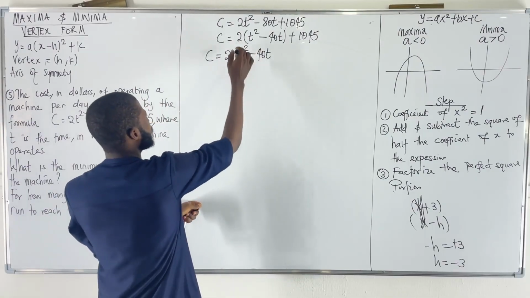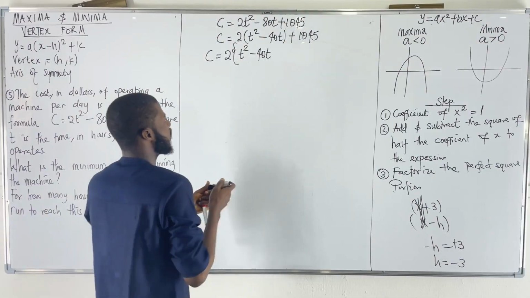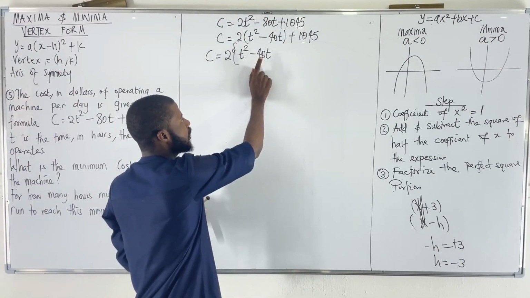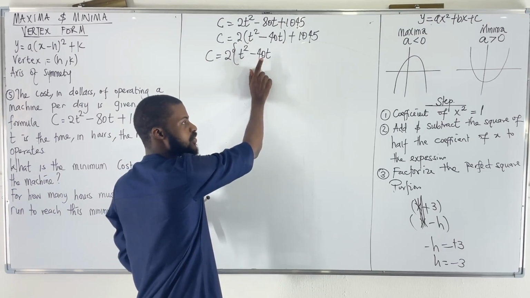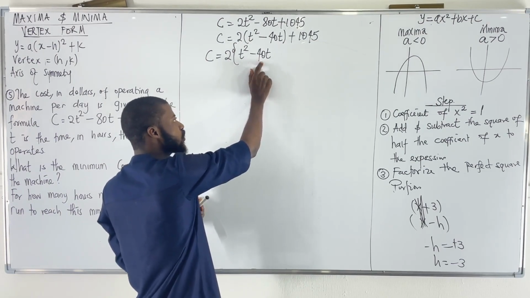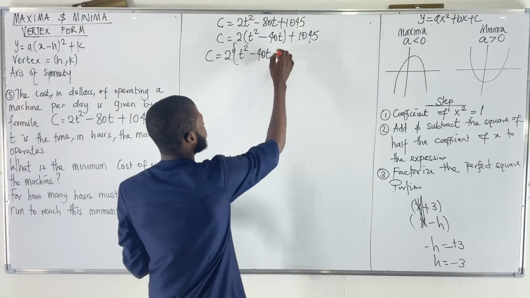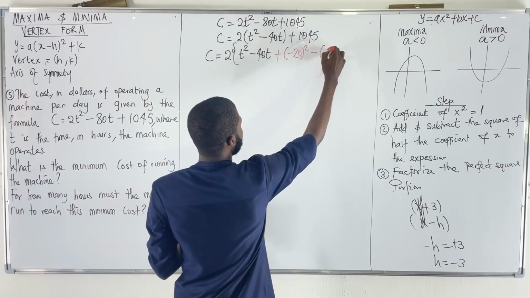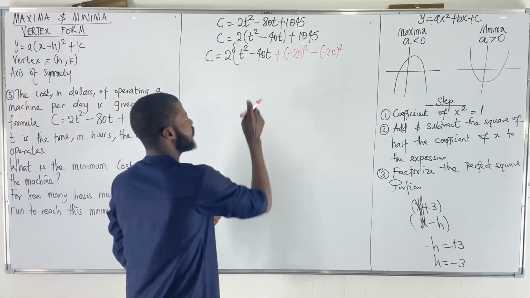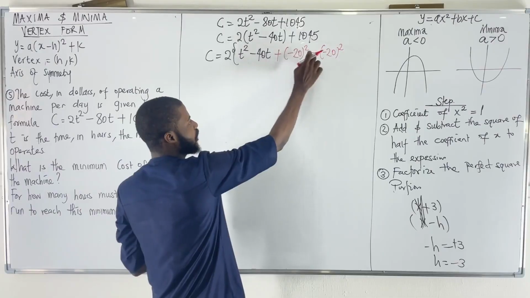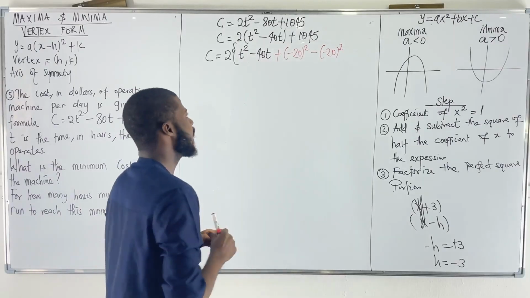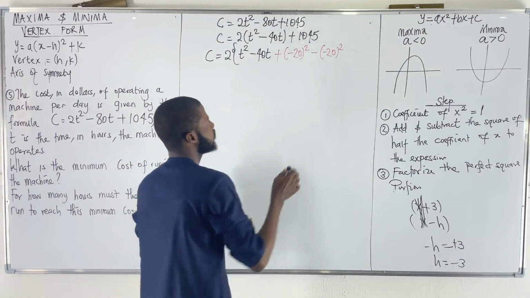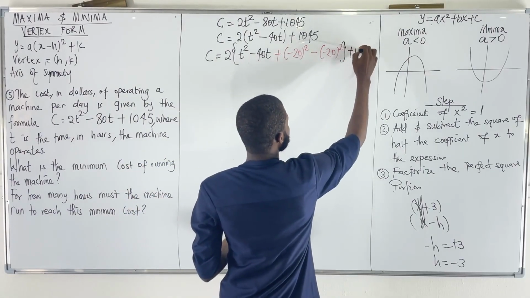I like putting curly brackets when I get to this part. So first of all, what is the half of minus 40? Half of minus 40 is minus 20. So that's what I'm going to square. I'm going to add minus 20 squared and also subtract minus 20 squared. Remember, this is minus 40, so you have to be very careful. You must put in the same sign that follows the coefficient that you're picking. And then plus 1045.